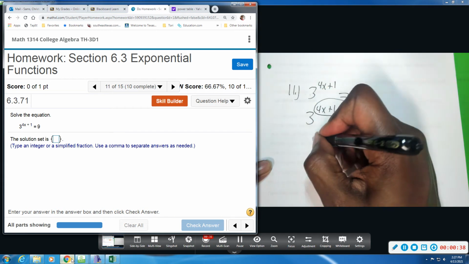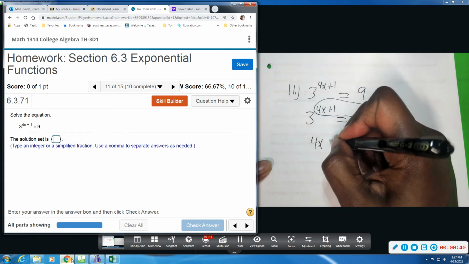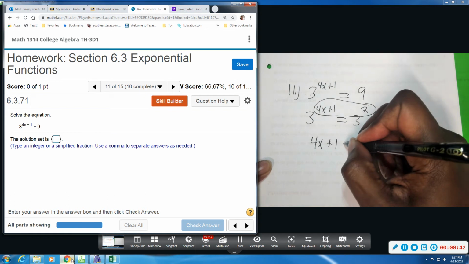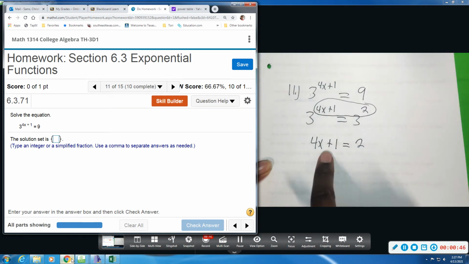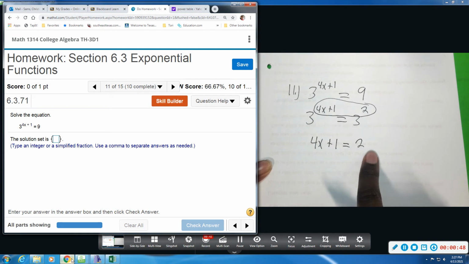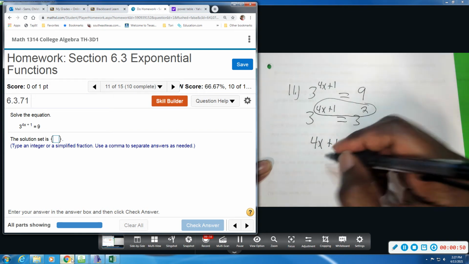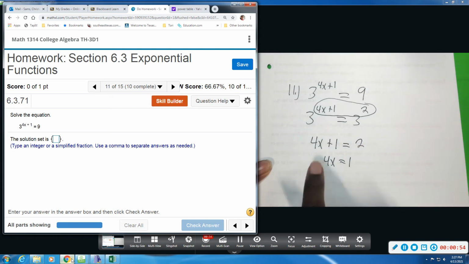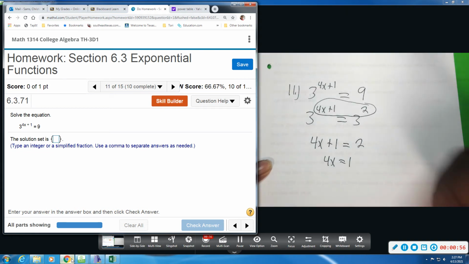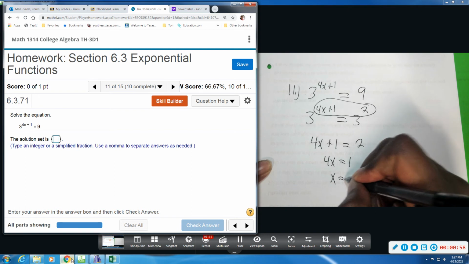So we get 4x plus 1 equals 2, just write across the other side of the equal sign. And then as we solve, we would subtract 1. So minus 1 would give us 4x equals 1. And then we would divide by 4, which will give us x equals 1/4.